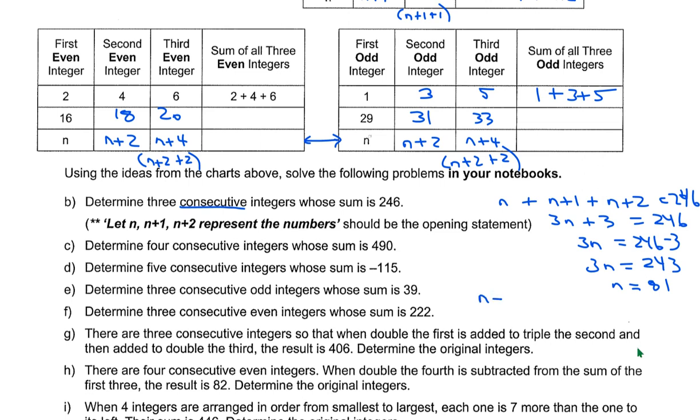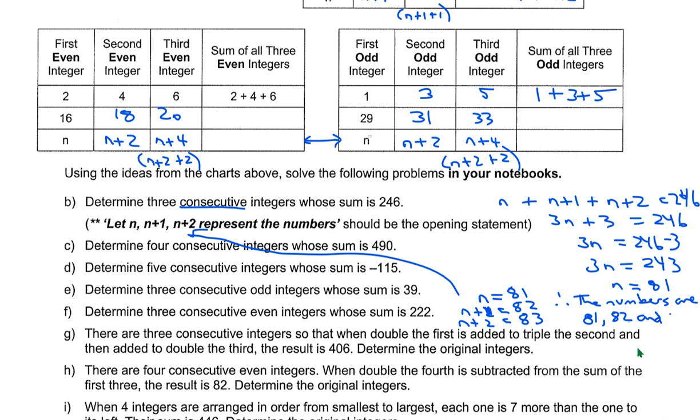So n is 81. Remember, it goes right back to the let statement. Sorry, n plus 1 is 82, and n plus 2 is 83. Right? It goes right back to the let statement, and there we finish it off by answering the question. Therefore, the numbers are 81, 82, and 83.